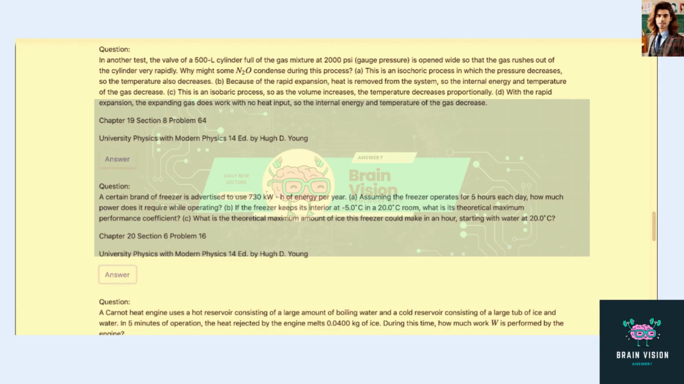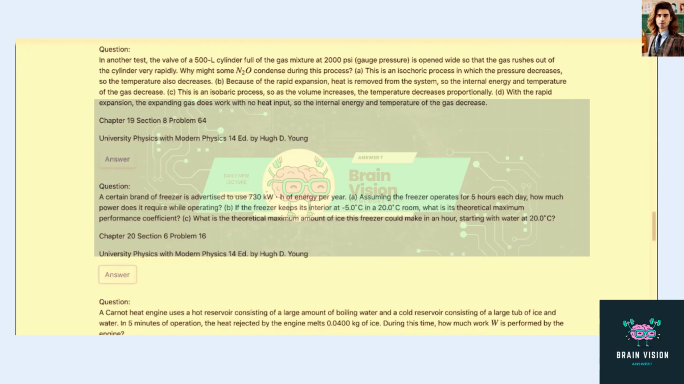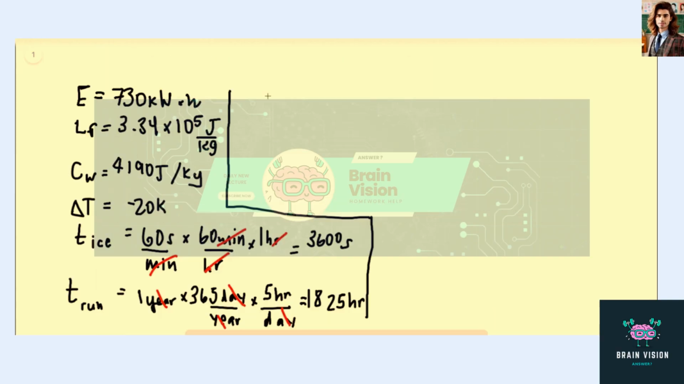Okay, so first part, I wrote down all of the givens ahead of time. First we want to get the power required while operating, assuming it operates for 5 hours a day. So power equals question mark. Power in general is energy over time. So let's see, this is going to be part A.